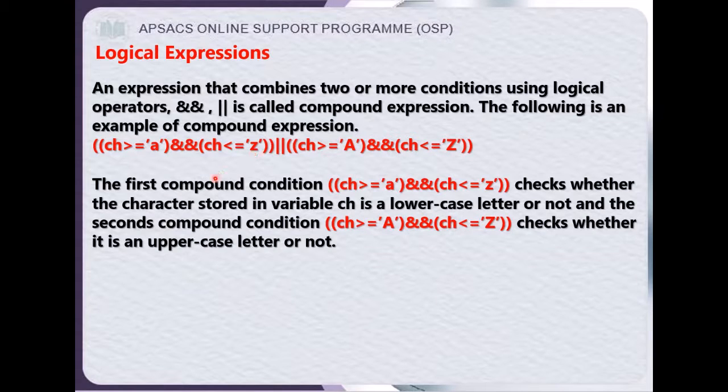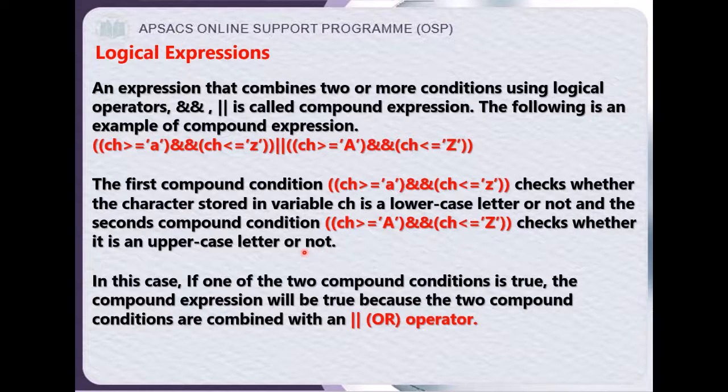The first compound condition, ch greater than or equal to small a and ch less than or equal to small z, checks whether the character stored in variable ch is a lowercase or not. And the second compound condition checks whether it is an uppercase or not. In this case, if one of the two compound conditions is true, whether it is a lowercase or an uppercase, the compound expression will be true because the two compound conditions are combined with an OR operator.